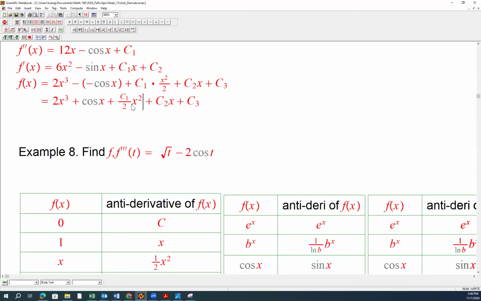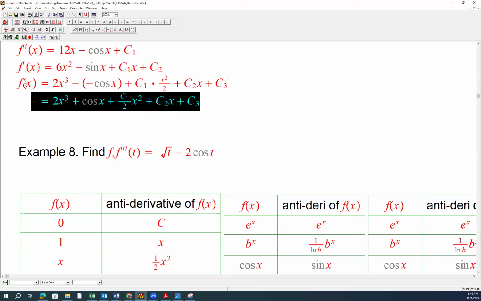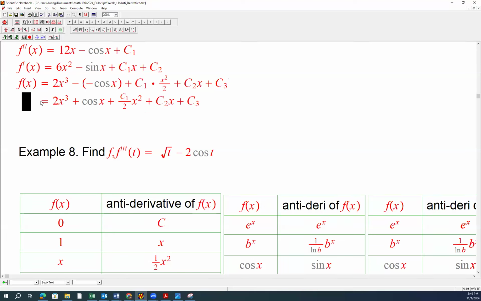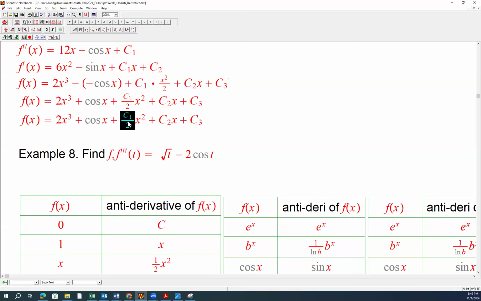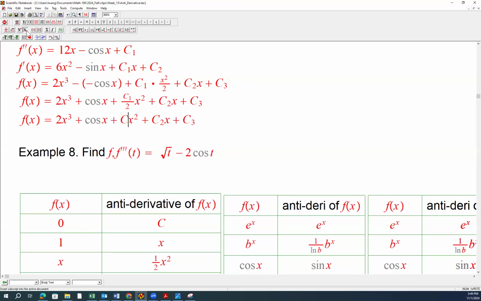Okay. Can we call this whole thing C1? Yes, we could. Then you think, how could C1 be equal to half of C1? Because C1 is arbitrary. Divided by 2 is still arbitrary. So if your answer is this, no problem, it is correct. But if you say, I'm just going to call this whole thing C1 again, that's not a problem either. So both are correct.